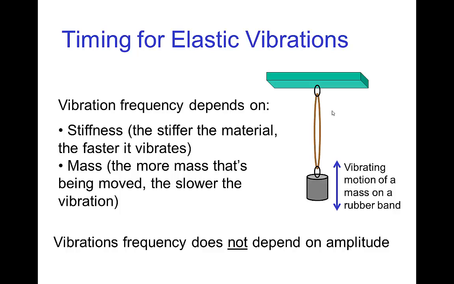And it also depends on how much mass is being moved. If the rubber band is exerting a certain amount of force, according to Hooke's law, the more mass it has to move, the smaller the acceleration, and so the frequency of these vibrations will be less if there's more mass. So in general, for elastic vibrations, the frequency depends on the stiffness and on the amount of mass that's being moved. Now, one thing that the frequency does not depend on is the amplitude.